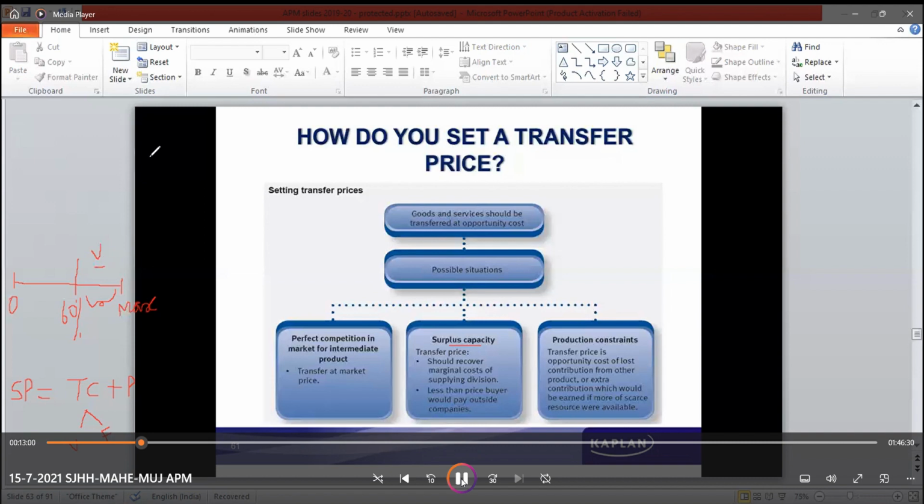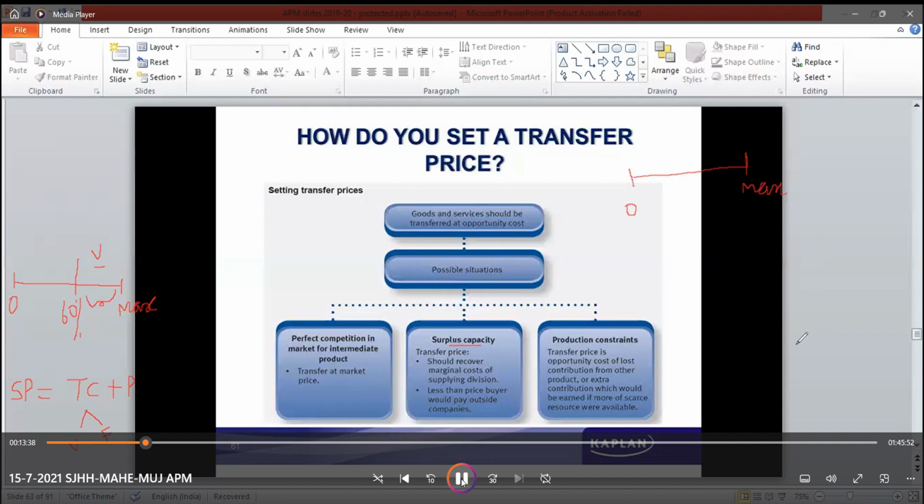That's the second situation. The third situation is when they are already operating at 100% capacity. Let's say that from 0 to 100% capacity, they are already producing at 100% capacity. So there is a production constraint. Now, just to accommodate another department's requirements, they cannot go on increasing the capacity. If they increase the capacity, we understand that anything beyond the maximum capacity will increase the fixed cost, the full amount of fixed cost.